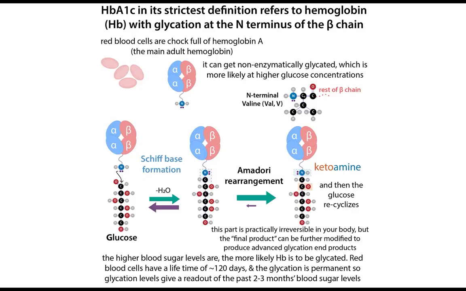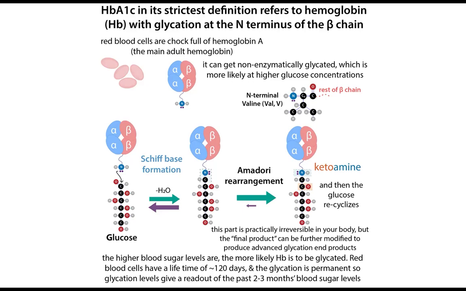Because it's a covalent bond, it's not just going to fall off. And because hemoglobin can stick around in your body for about 120 days, the higher the blood sugar levels are, the more likely you are to be glycated, and that glycation sticks. So over time, you're going to build up this glycated hemoglobin, this HbA1c.